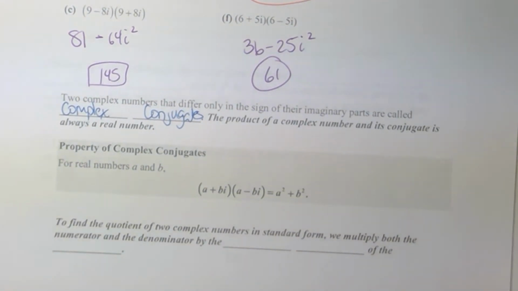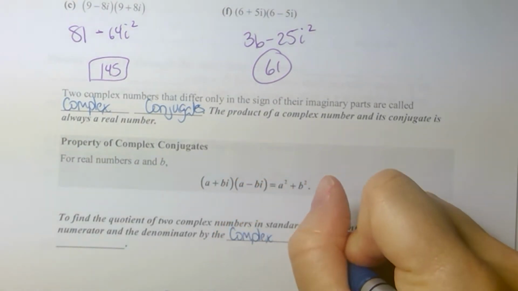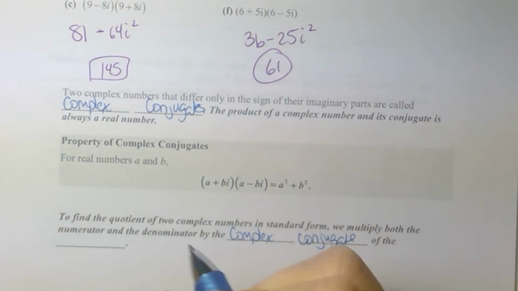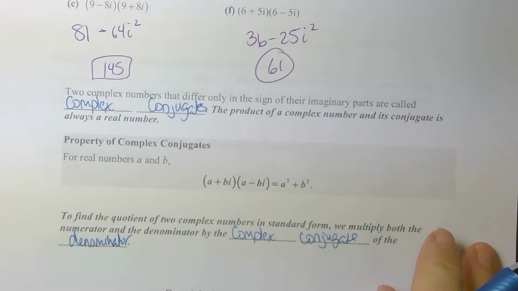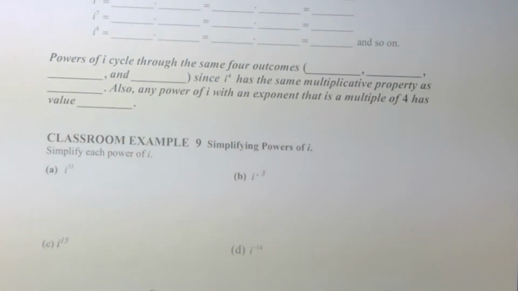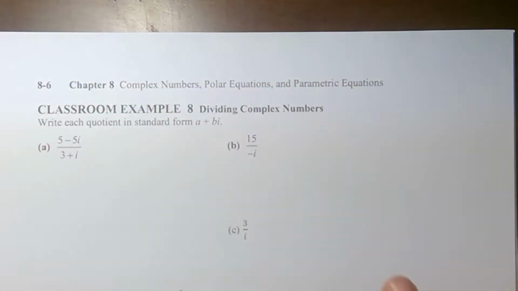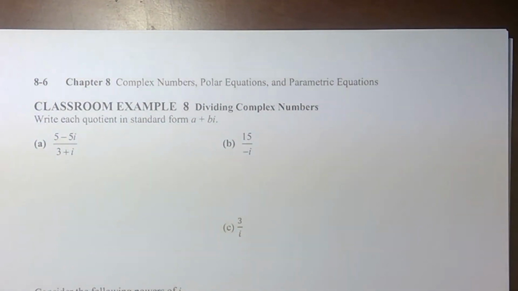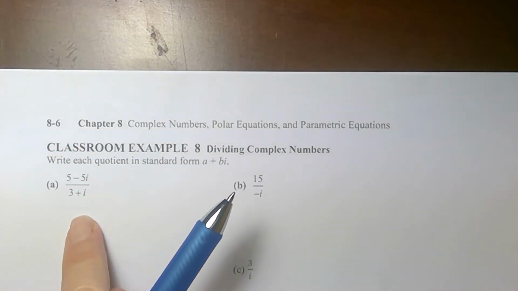To find the quotient of two complex numbers in standard form, we multiply both the numerator and the denominator by the complex conjugate of the denominator. When I think about this, I remember it as like when we rationalize our denominator. When you rationalize your denominator to get a radical out of the denominator, if there are two terms, you multiply by the conjugate. Even if there's one term, you multiply by the conjugate.